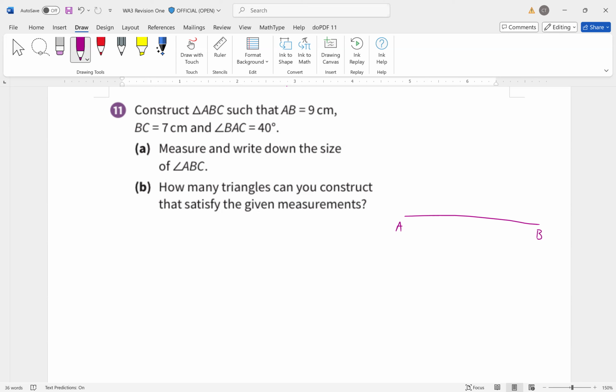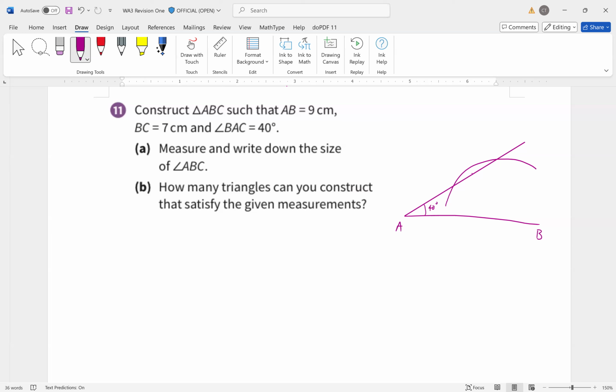So I can put my protractor at angle A and then measure 40 degrees and put a dot here. Then all I need to do is draw a straight line through the dot. So this angle will be 40 degrees, and the point C will lie anywhere along this straight line. Next, BC equals 7. So I can open my compass to 7 cm, and then mark an arc, something like this.